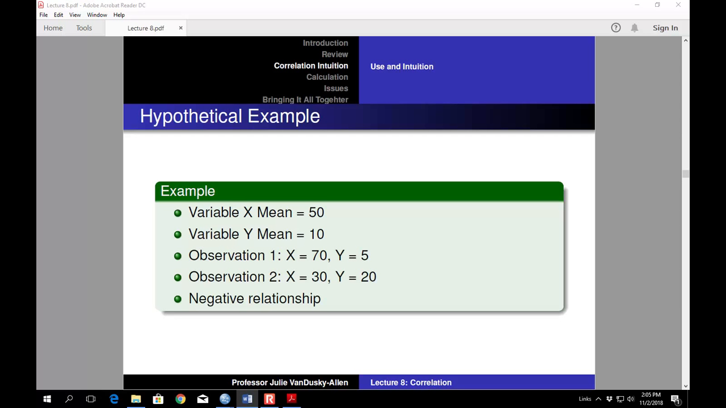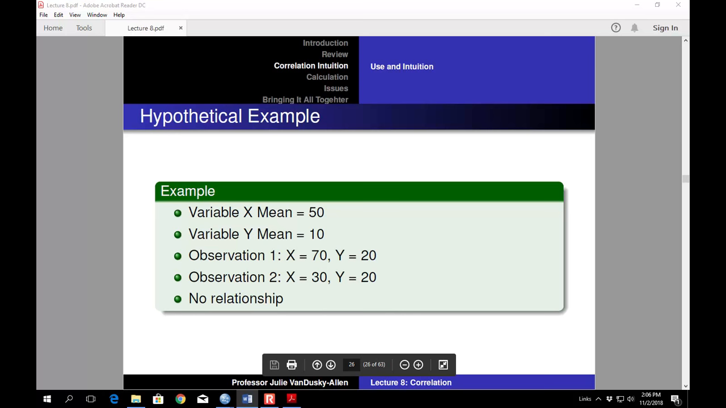Next, consider the following two variables, variable x and y. The mean of variable x is 50 and the mean of variable y is 10. In observation 1, x is 70, above the mean of x, and y is 5, below the mean of y. For observation 2, x is 30, below the mean of x, and y is 20, above the mean of y. This implies that there is a negative relationship between x and y. When an observation is above the mean of x, it is below the mean of y. And when an observation is below the mean of x, it is above the mean of y.